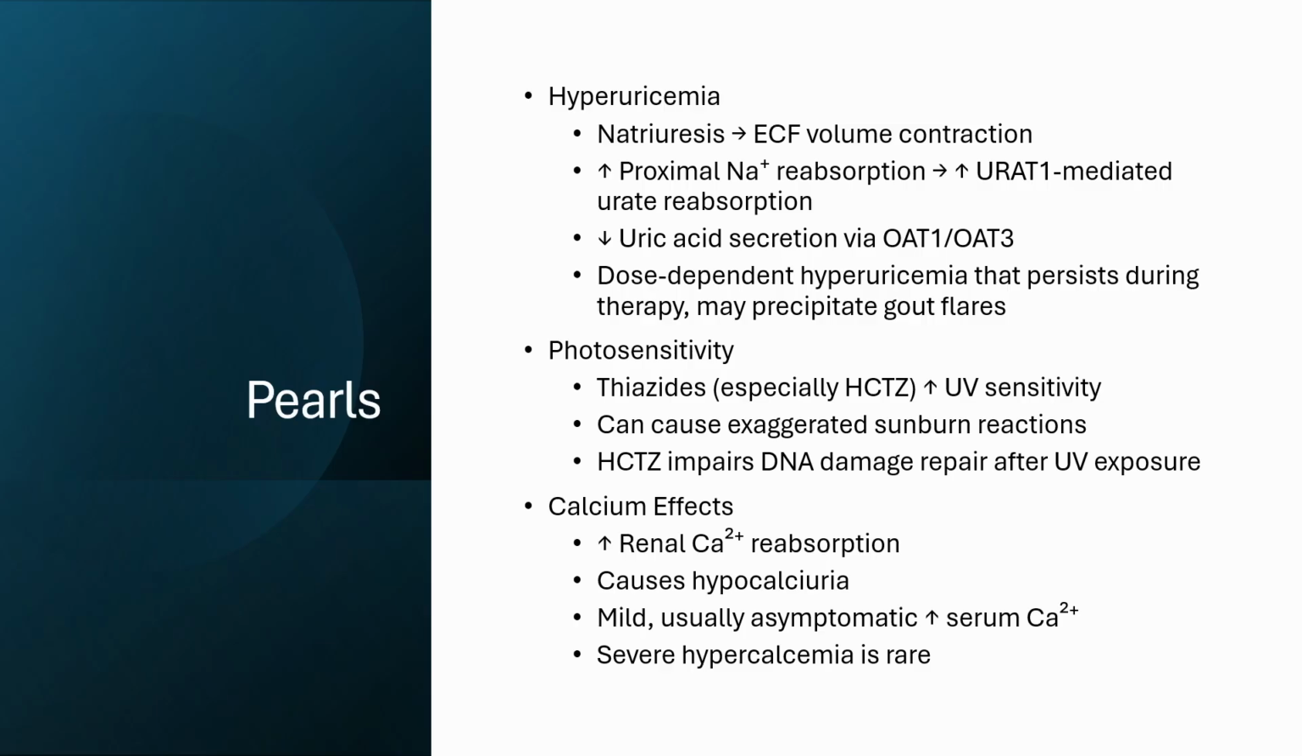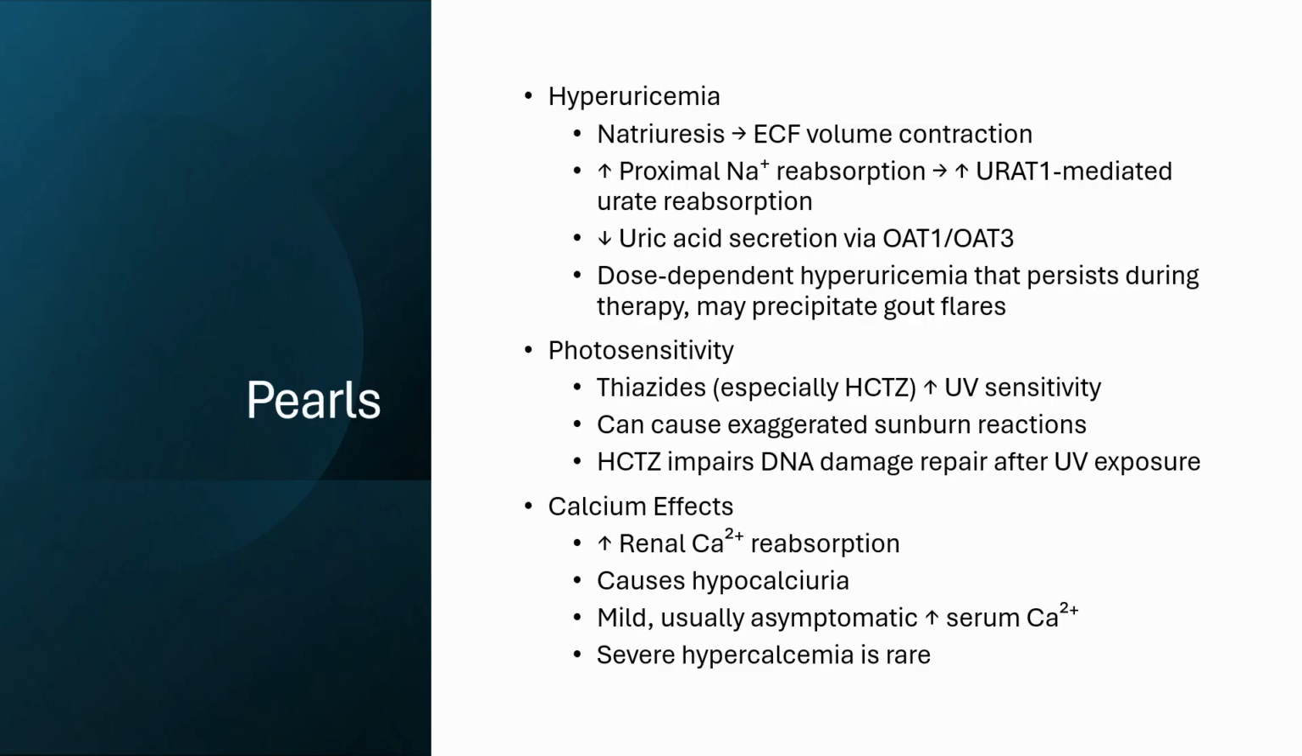Thiazide diuretics also compete with urate for proximal tubular organic anion transporters that are involved in urate secretion, resulting in reduced renal uric acid excretion. Hyperuricemia increases in a dose-dependent manner and persists throughout therapy, increasing the risk for gout flares. Patients taking thiazide diuretics should be advised that it can increase sensitivity to ultraviolet radiation. This can create exaggerated sunburns. Hydrochlorothiazide disrupts the DNA damage response following UV exposure.